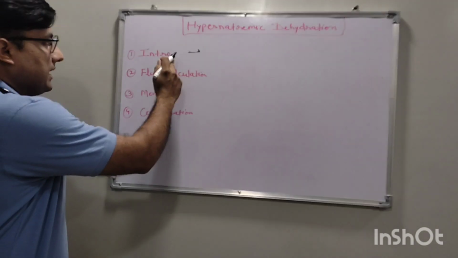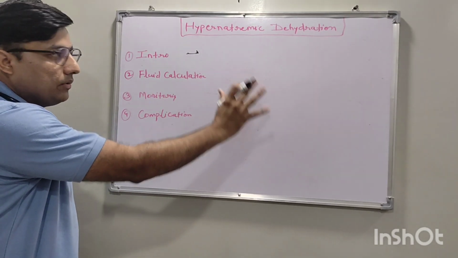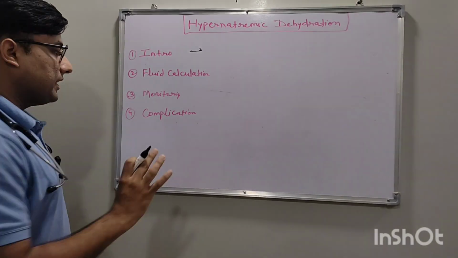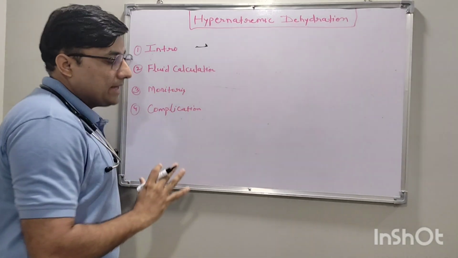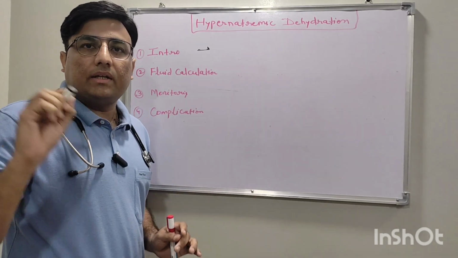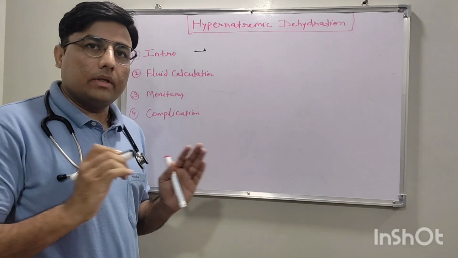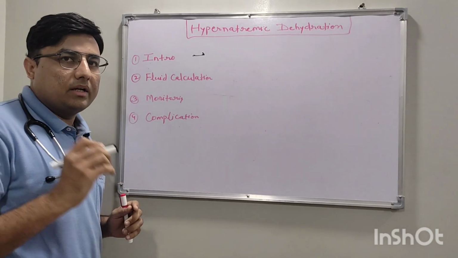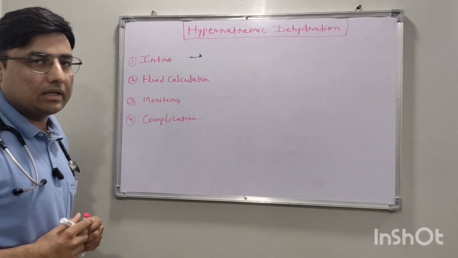Here we will discuss the following points: an introduction about hypernatremia, the main part, which is fluid calculation and how to calculate the fluid, monitoring, meaning what parameters we have to monitor in a baby with hypernatremic dehydration, and the complications of hypernatremic dehydration. This fluid calculation part we will discuss in detail, and at the end of this video I will tell a trick for fluid correction for these babies. If somebody does not want to do these calculations, for that I will tell a trick, so you can start fluid directly for these babies. That we will discuss last.